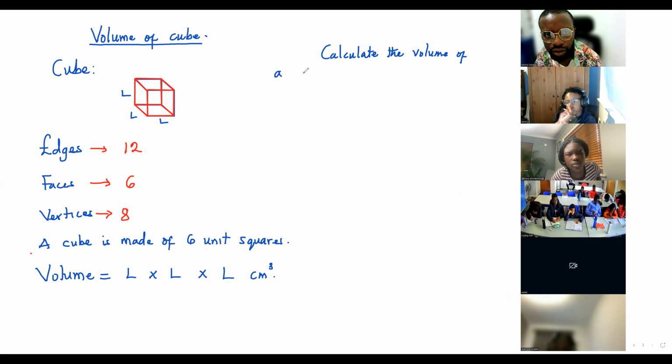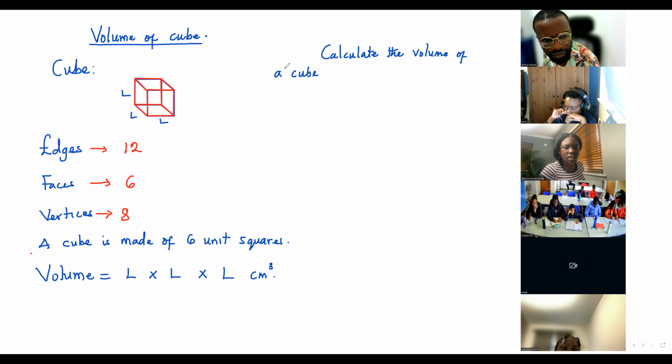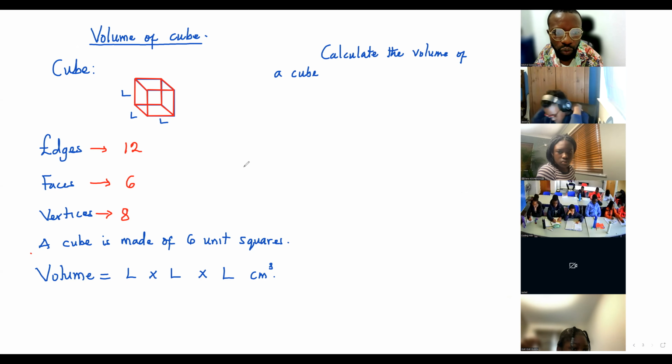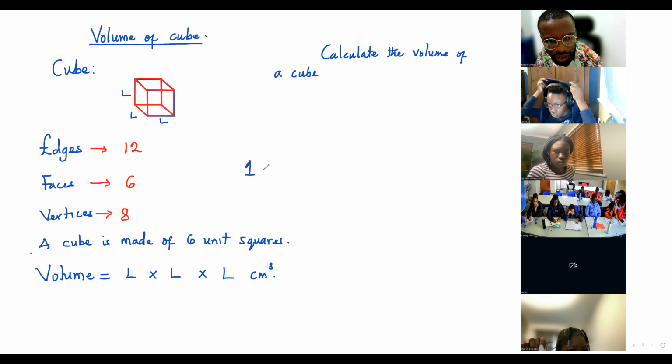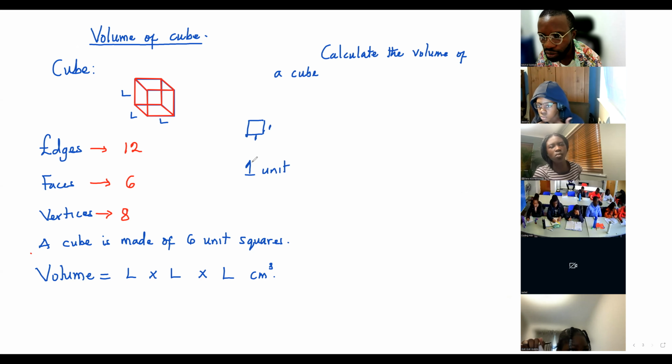When we go back to the cube, when you said a cube is made of 6 unit squares, what are unit squares? Unit squares are 1 unit, right? If you have a square like this, 1 unit, 1, 1. So a cube is now made up of 6. Does that make sense? Yeah.